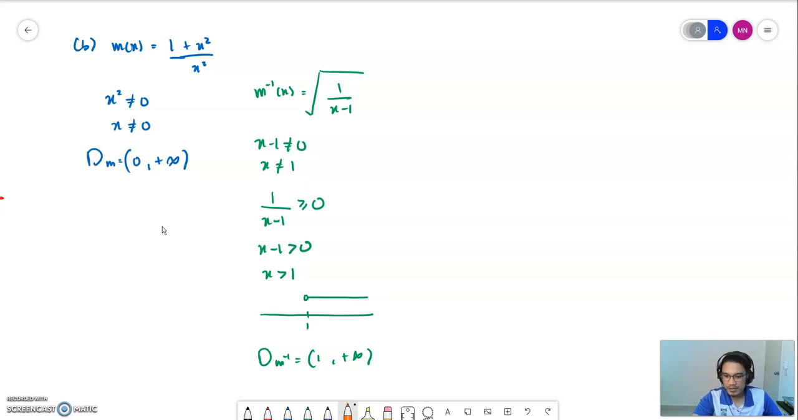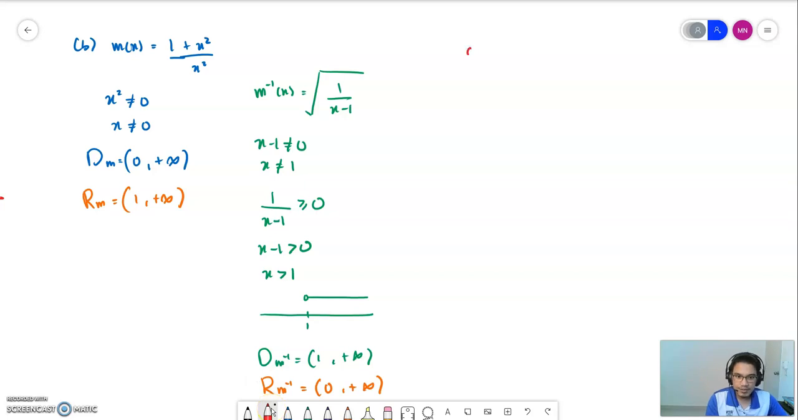The domain of the inverse will be the range of the original function, which is 1 to positive infinity, and the domain of the function m will be the range of m inverse, so 0 until positive infinity. So that is the answer for the domain and range for functions m and m inverse.